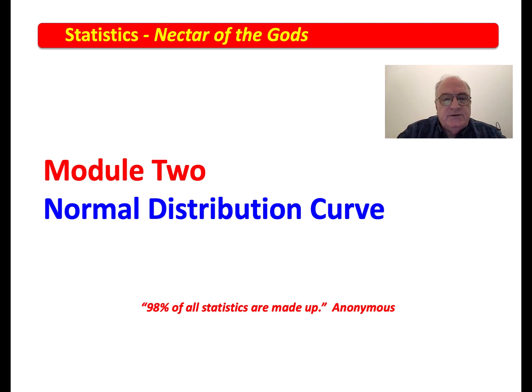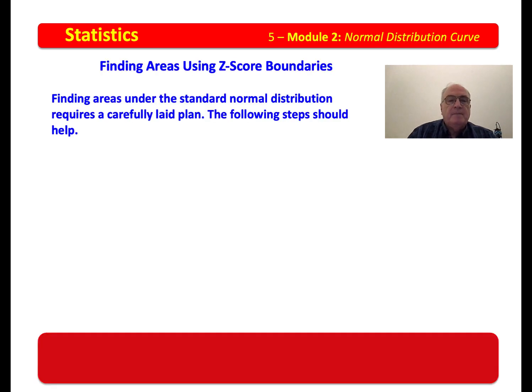Welcome back. In this little video, we will examine a plan, or develop a plan, for you to determine areas underneath the standard normal distribution curve. Now, finding areas using z-score boundaries is a great skill, and you need this skill to make sense out of what we're going to do when we move forward and we talk about the probability that an event will occur or that it will not occur. The following steps should help as you lay this plan out.